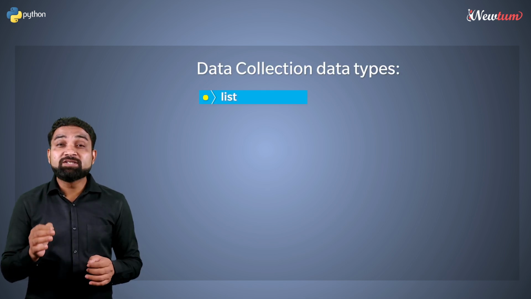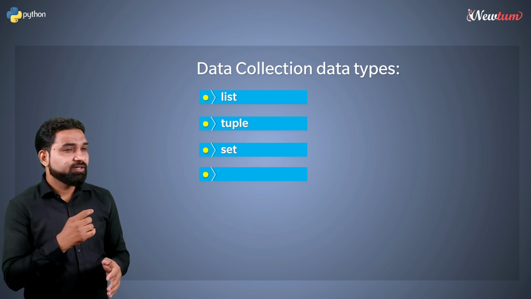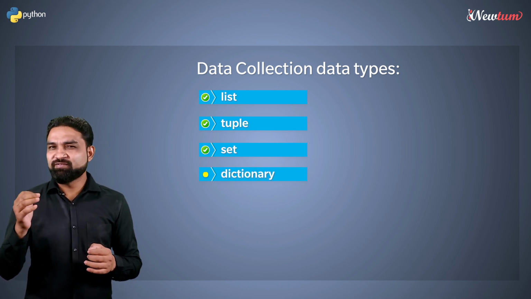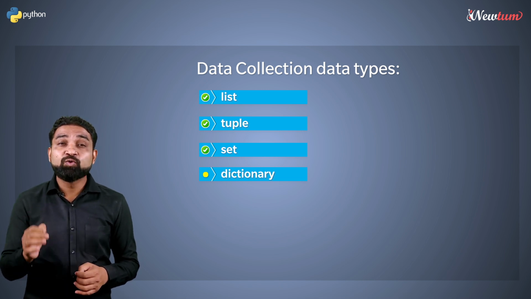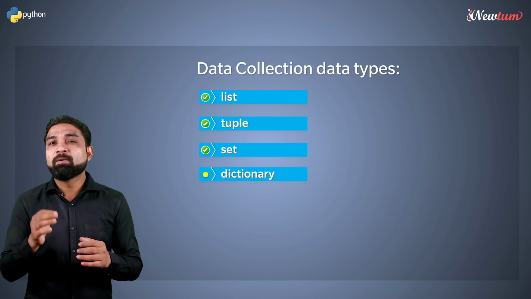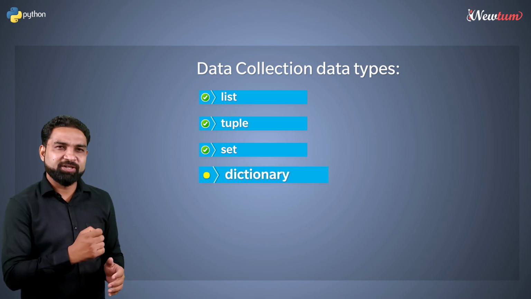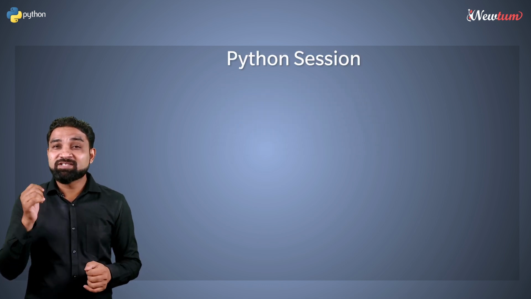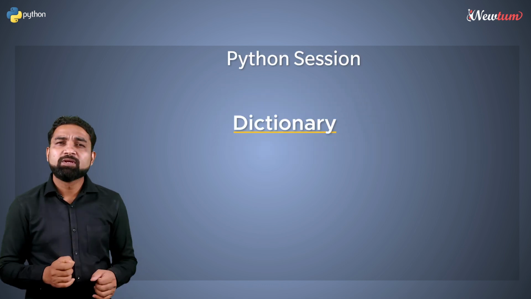Python provides 4 data collection data types: list, tuple, set and dictionary. We studied list, tuple and set in our last few sessions. We will now move to the most important and most widely used data collection data type of Python, that is dictionary. Hello everyone, welcome to Python session, and in this session we will start learning dictionary.